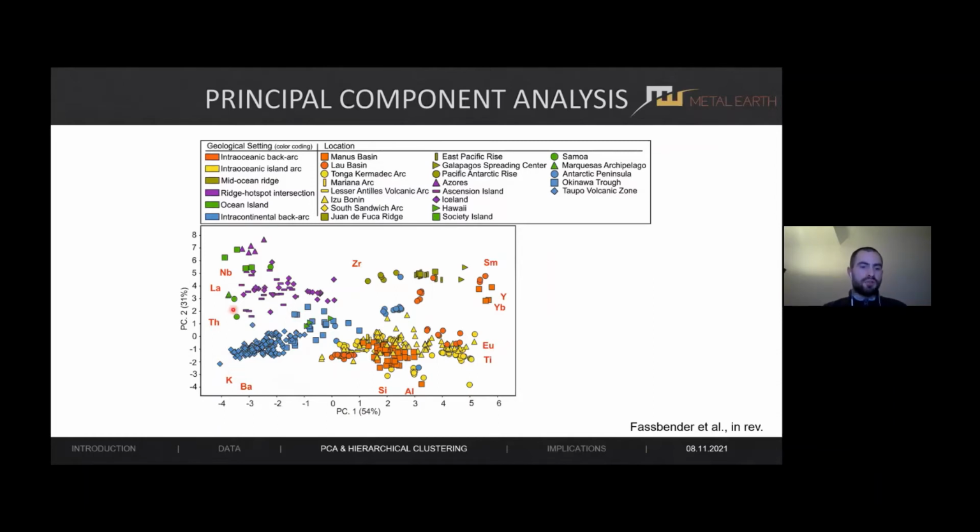We see some kind of clustering. So we have ocean island and ridge hotspot intersections plotting in the upper left corner. We have mid-ocean ridge-like rocks in the upper right corner, intraoceanic arc and back-arc samples in the lower right corner, and intracontinental arc and back-arc samples in the lower left corner. So there's some kind of clustering that we see, but we don't want to cluster them ourselves. We want to have that unbiased too.